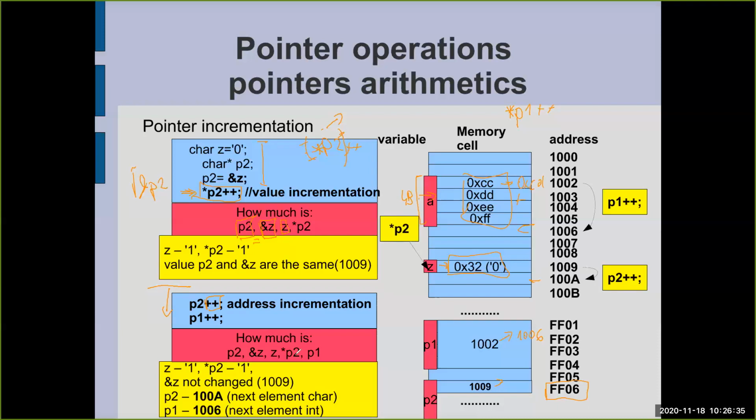And remember that if you change the value of a pointer, it doesn't affect the values of the pointed variables. So it doesn't affect the memory here. It only modifies the value of the pointer, not the values which are referenced.